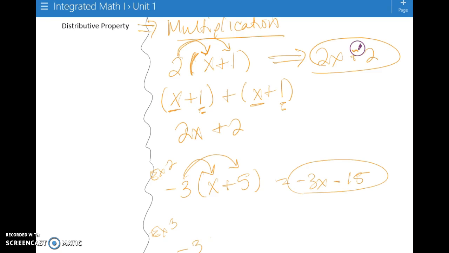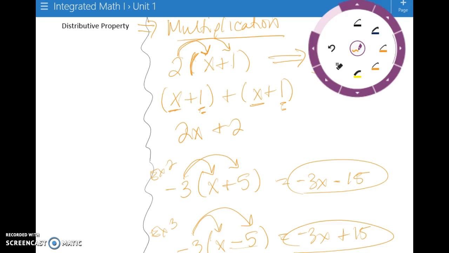And here's a last quick example for you. Negative 3 times x minus 5. Let's see how that changes things. Negative 3 times x is negative 3x. Negative 3 times a negative 5 is a positive 15.